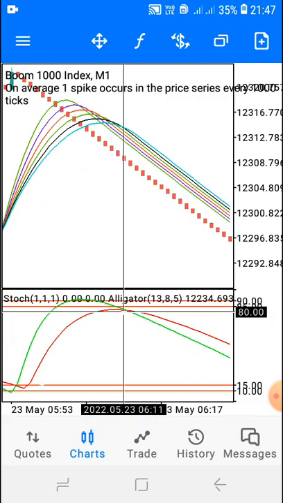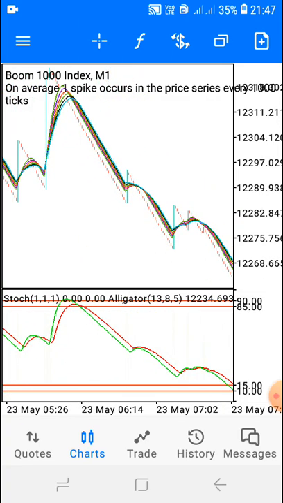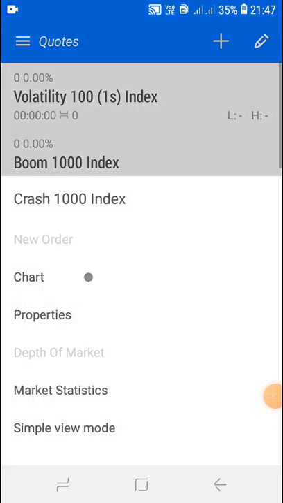Crossover over here, we take the entry. 10 to 15 candles, 10 to 20 candles if you have a big account. But if you have a small account, only take 2 to 7 candles. And how do we use this on Crash 1000? Let's just go to Crash 1000.